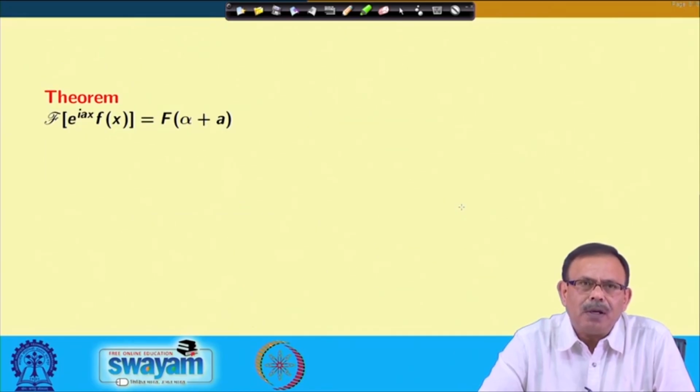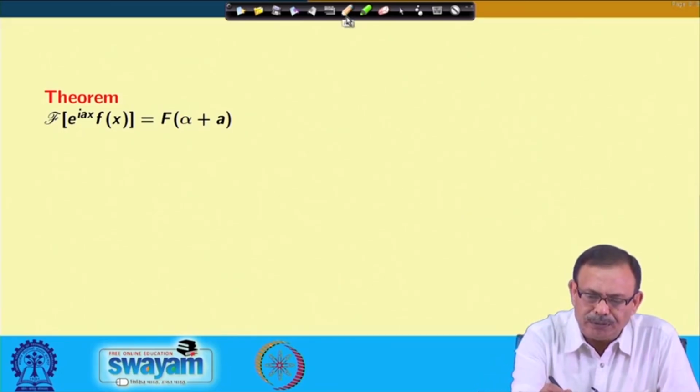Next theorem is Fourier transform of e power I a x into f x equals capital F of alpha plus a. That is, whenever you multiply the function f x by the quantity e power I a x, the Fourier transform shifts from alpha to alpha plus a. That is, if the Fourier transform of f x is capital F of alpha, then the Fourier transform of e power I a x into f x will be equal to F of alpha plus a.